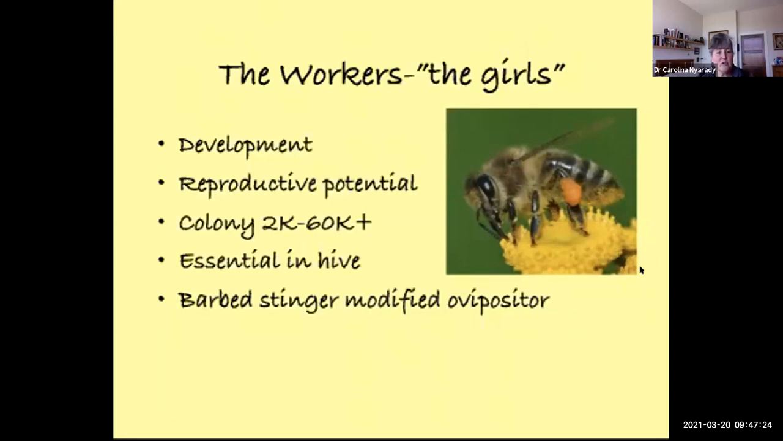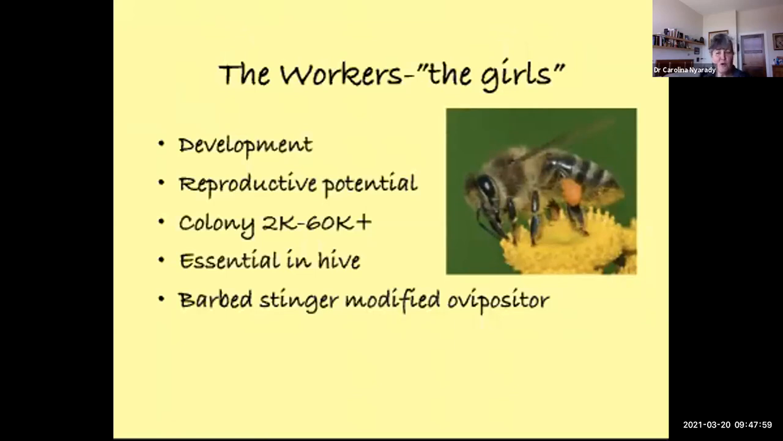Because they are the main contributors to the hive, right? They are the bulk of the population within the hive. Anywhere from 2,000 to 60,000 individuals within that hive will all be the worker population. They are essential to the hive. They do all of the work. Their work is divided by age. We'll look at what the sequence of events are. It's a highly organized society.